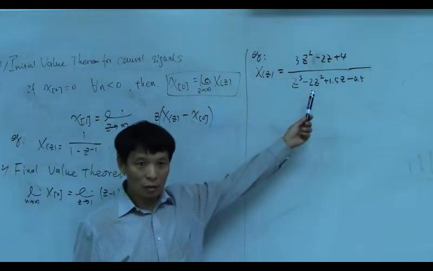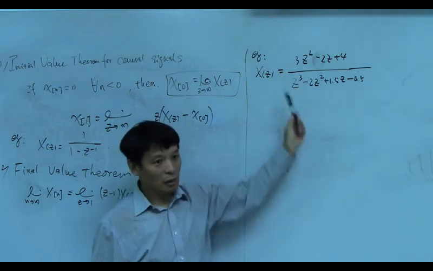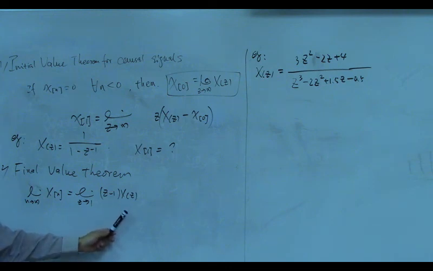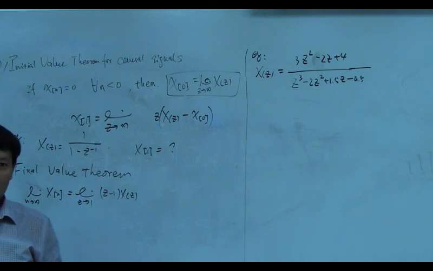I'll give you this. You multiply this one by z minus 1. There's no problem for this part, right? Then you just take the limit, let z go to 1. That is our result. Make sense?